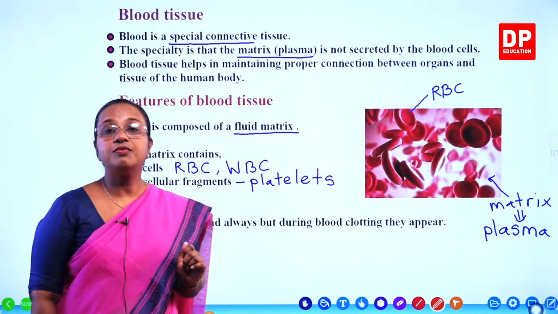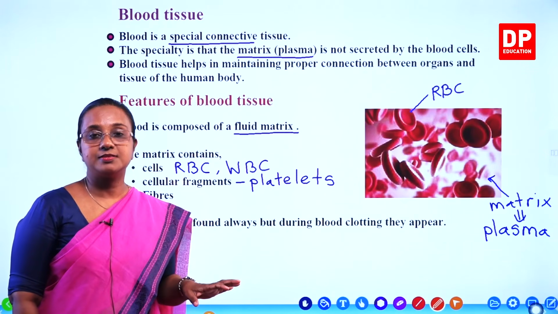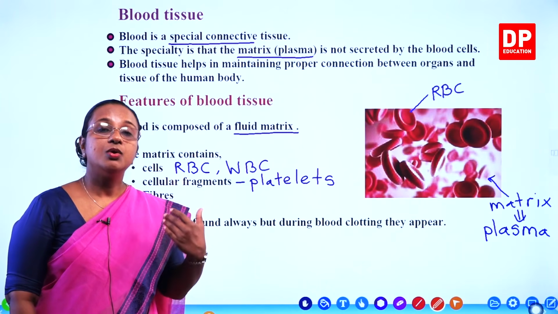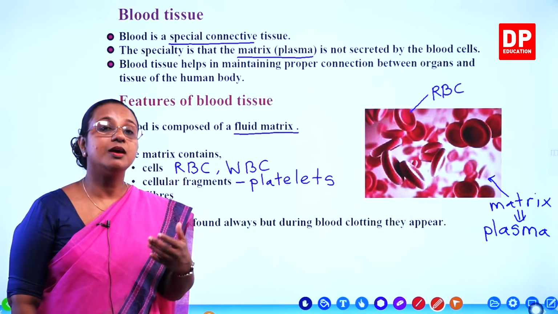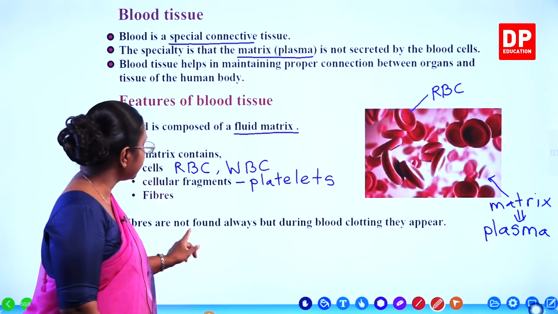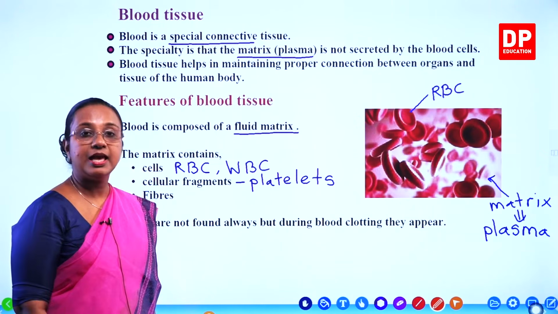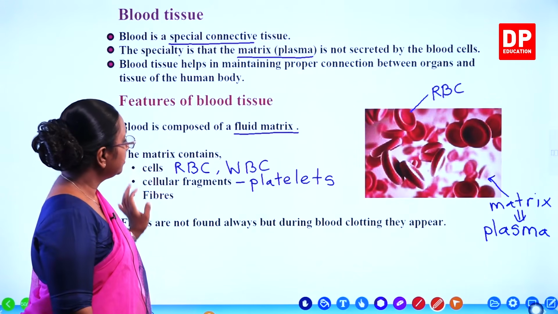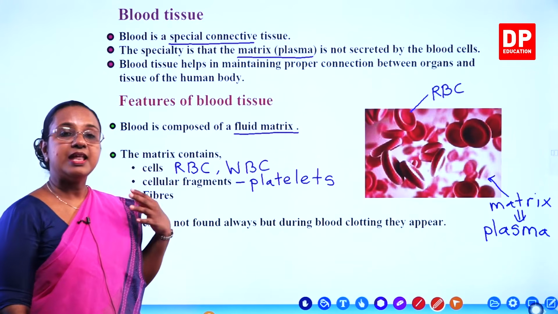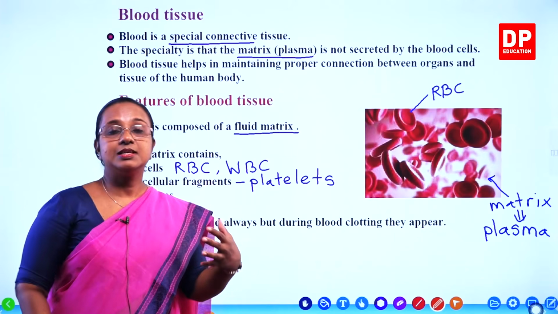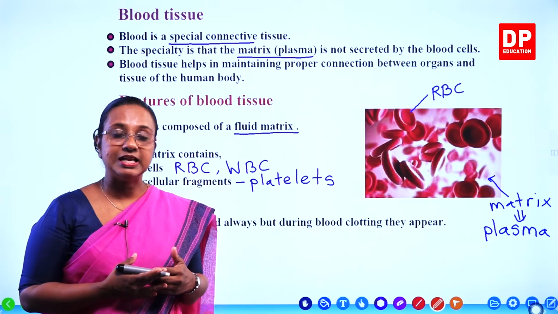Then we have the fibers. Fibers, as I said before, are not always present, but they appear when there is wound healing or blood clotting. So, fibers are not found always, but during blood clotting they appear. So, these are the features of blood tissue. And as you know, the blood is contained within the blood vessels of the blood circulatory system.